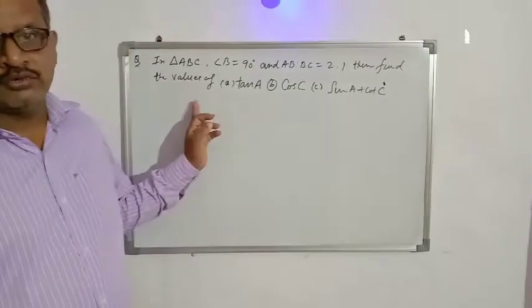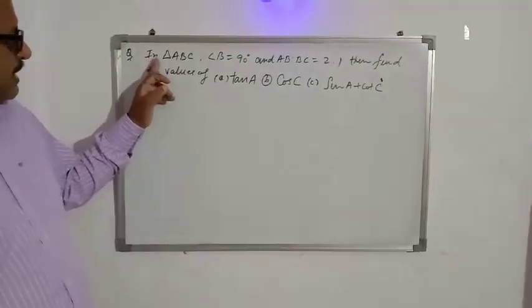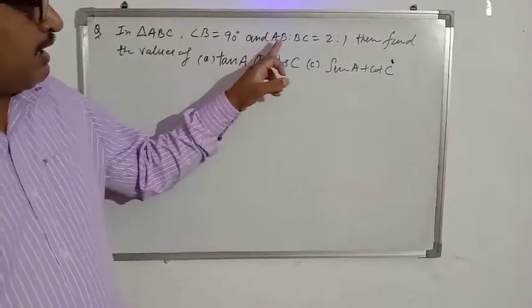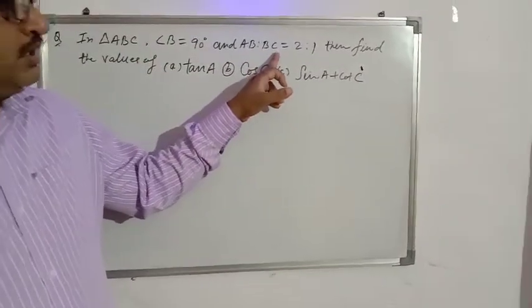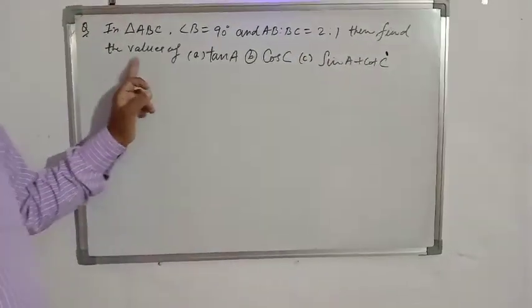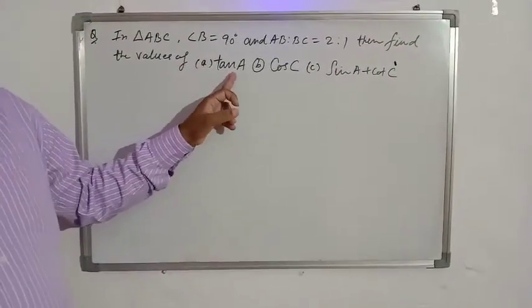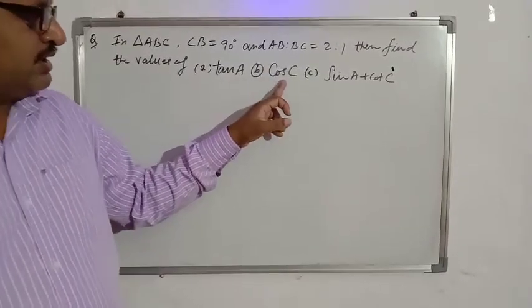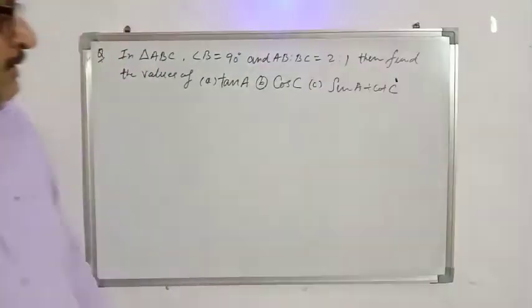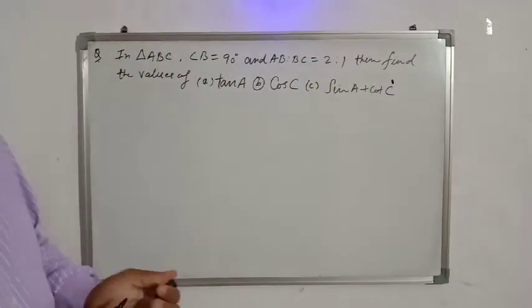I have taken one question. In triangle ABC, angle B is 90 degrees and AB ratio BC is equal to 2 ratio 1. Then find the values of first part tan A, second cos C, third sin A plus cot C. So firstly we will draw a right angle triangle.